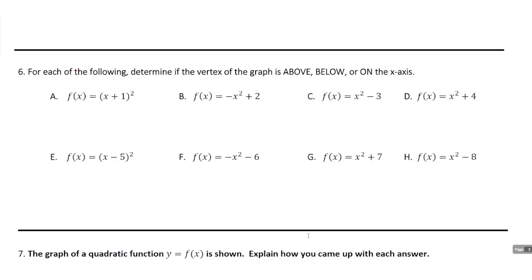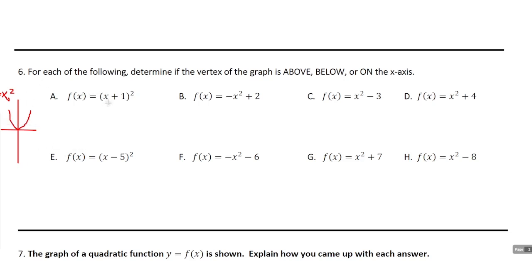Number 6, it says for each of the following, determine if the vertex of the graph is above, below, or on the x-axis. So the parent function y equals x squared has the vertex exactly on the x-axis. So this is basically the graph of x squared here. If we've got a transformation on that, we need to think about how that's going to transform the graph, and then does that actually put the vertex above or below the x-axis?